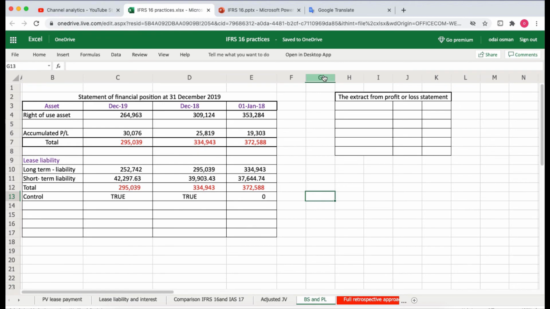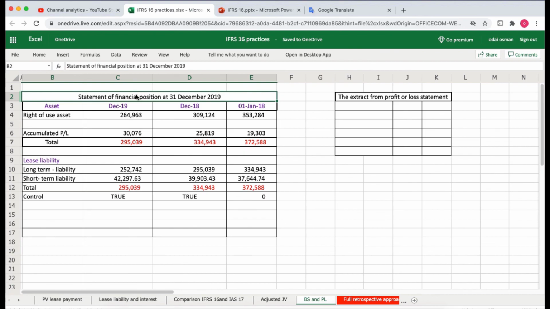So let us see the impact of the IFRS application in the, we can call the extract.